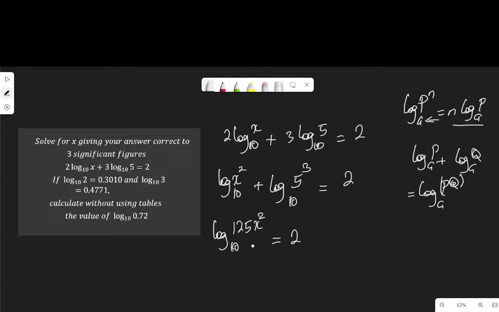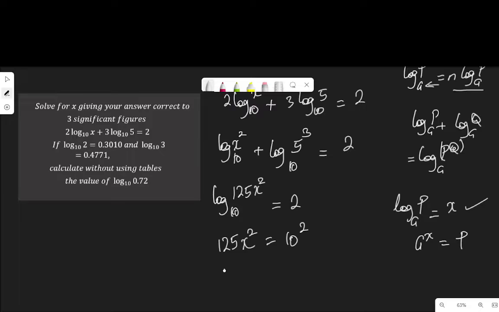I'm going to turn this logarithmic form now to index form using the statement of logarithm that says that a logarithm of a number, log p to base a, is the index x to which a must be raised to be equal to p. In other words, when you have a logarithmic form, you can turn it to an index form. The base of the logarithm, when raised to this x here, will be equal to p. So if I apply it here, I have 125 x squared is equal to 10 to the power of 2. And 10 to the power of 2 is 10 times 10, which is 100. So I have 125 x squared is equal to 100.